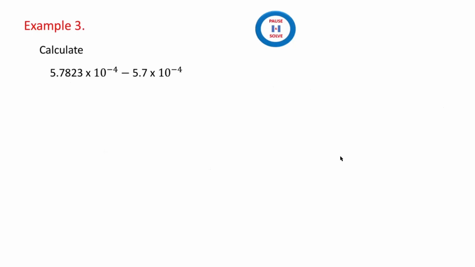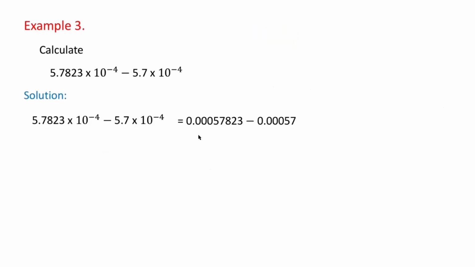Example number 3. We need to calculate this subtraction here. Now you have the same exponent, so you can really do this minus this and keep the exponent. But if you want to turn them into decimal numbers, it's not really needed. It's longer, and you might risk making some mistakes here.